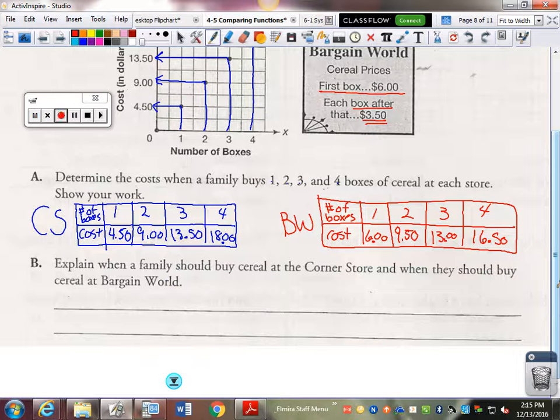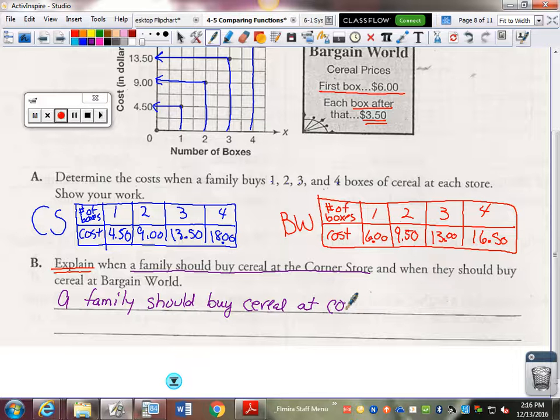Then part B says explain, which means use words and sentences, when a family should buy cereal at corner store and when they should buy cereal at Bargain World. So English teachers and social studies and science and now math, I'm going to remind you to use the wording of the question. A family should buy cereal at corner store.